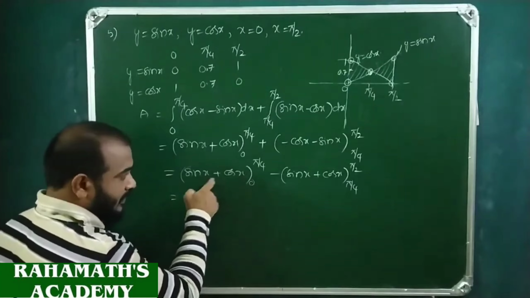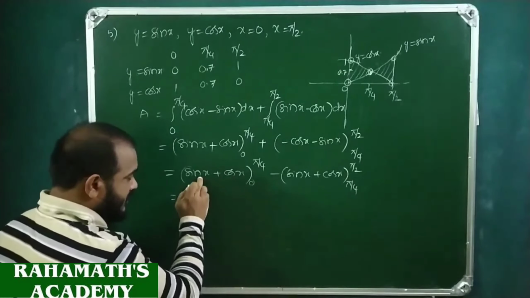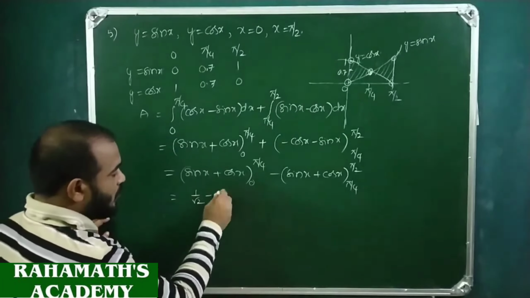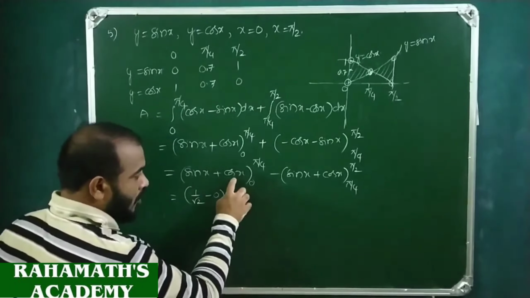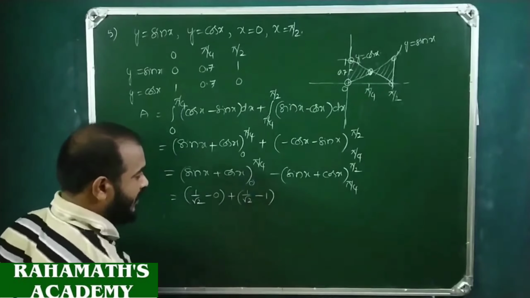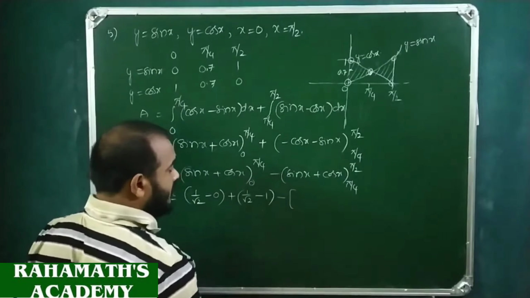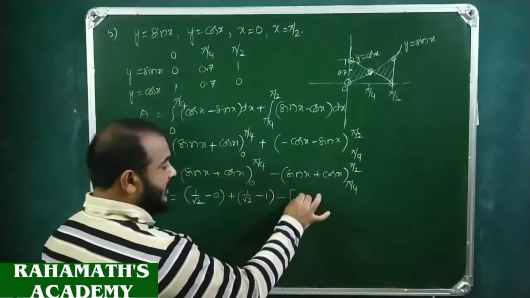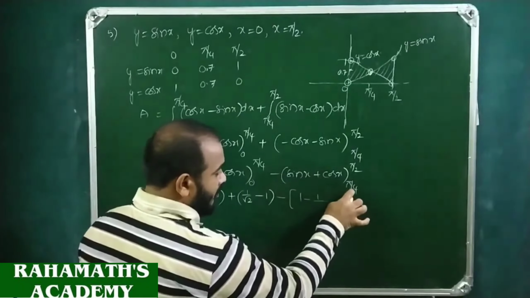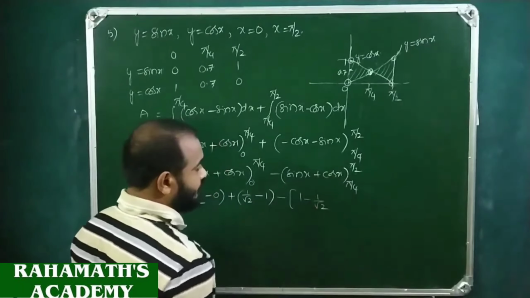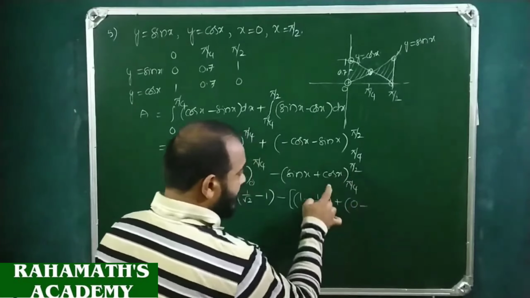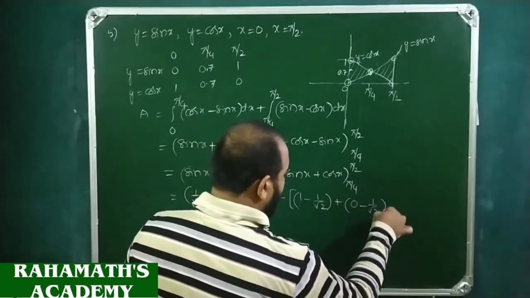Sin, in the place of x, upper limit, sin pi by 4 is 1 by root 2, minus sin 0 is 0, plus cos pi by 4, 1 by root 2, minus cos 0, 1, minus of sin pi by 2, sin 90 value is 1, minus sin pi by 4, 1 by root 2, plus cos pi by 2, 0, minus cos pi by 4, 1 by root 2.